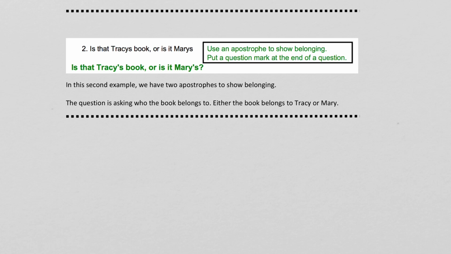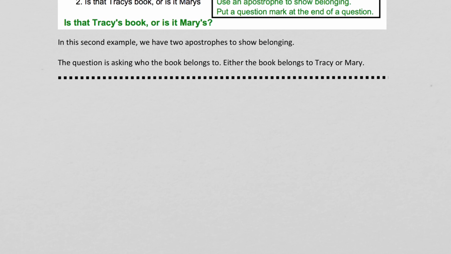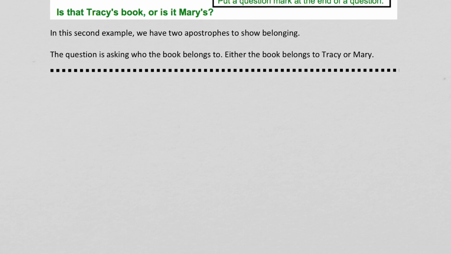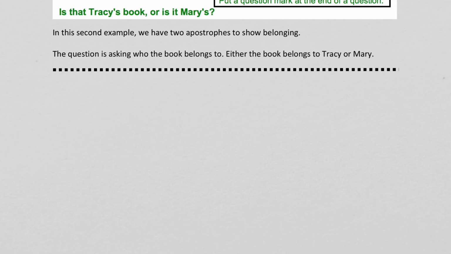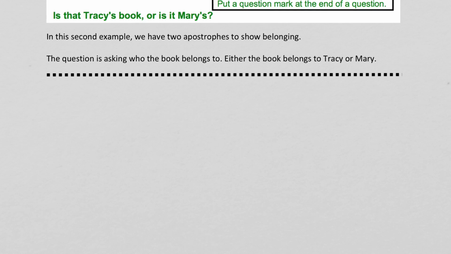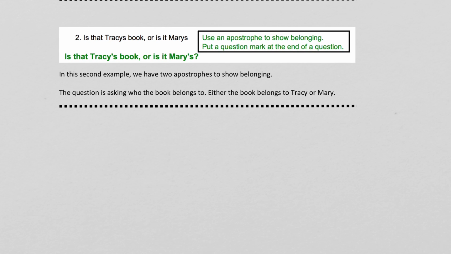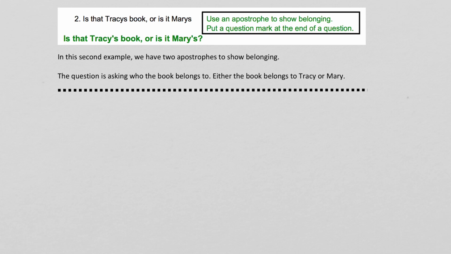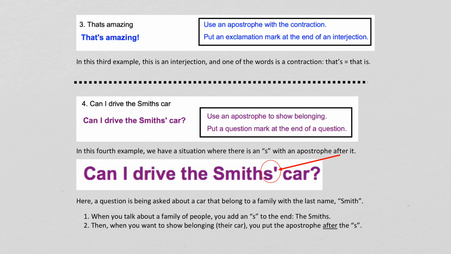Next example, is that Tracy's book or is it Mary's? Of course, the correct writing is at the bottom here. Tracy's, T-R-A-C-Y apostrophe S, Mary's, M-A-R-Y apostrophe S. So you use an apostrophe to show belonging. And of course, we have a question here, right? You put a question mark at the end of a question. In this second example, we have 2 apostrophes to show belonging, Tracy's, Mary's. The question is asking who the book belongs to. Either the book belongs to Tracy or Mary.